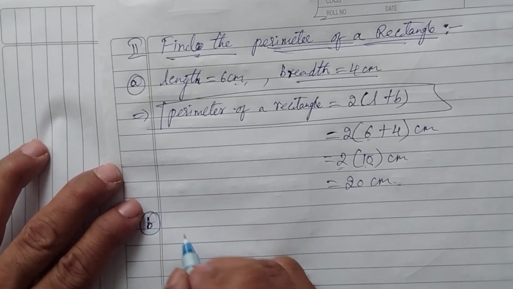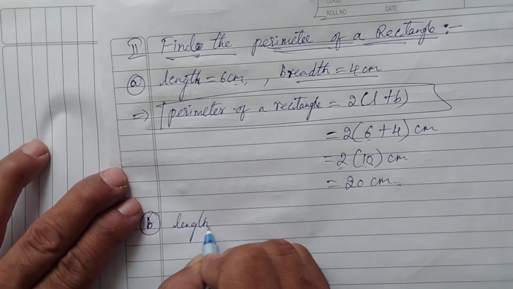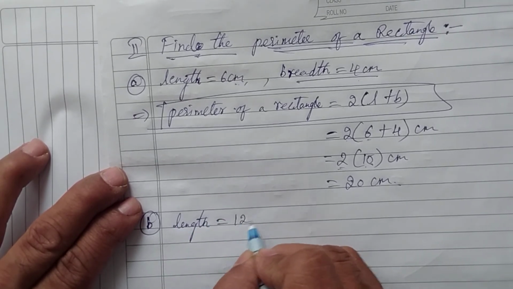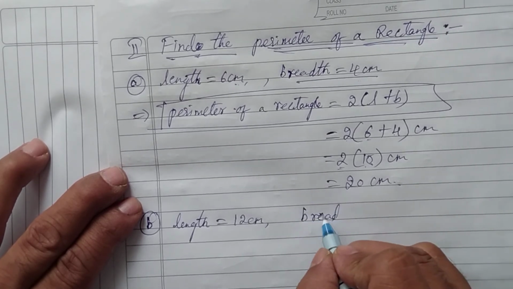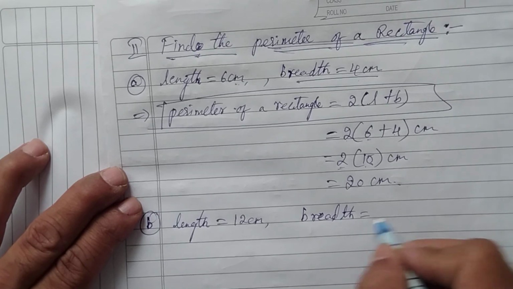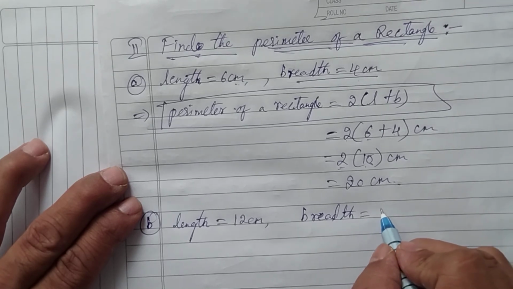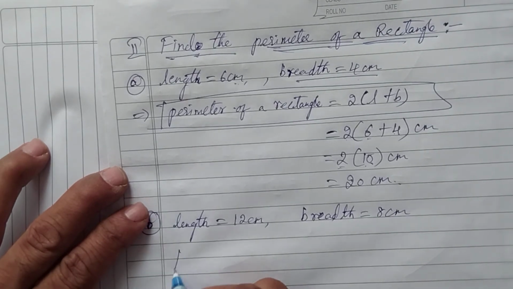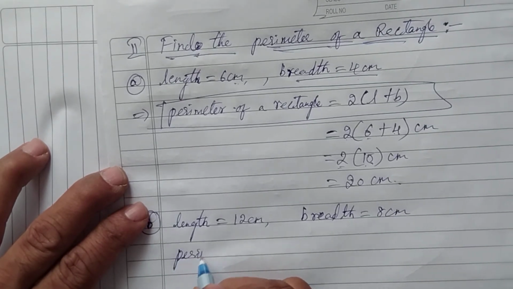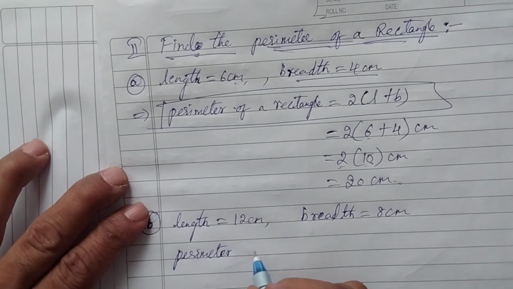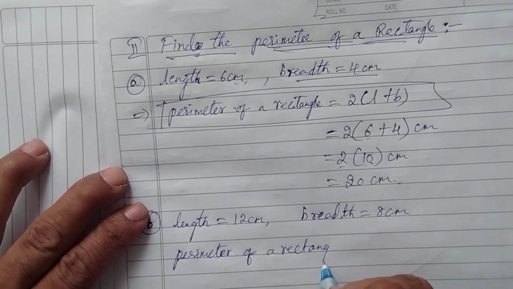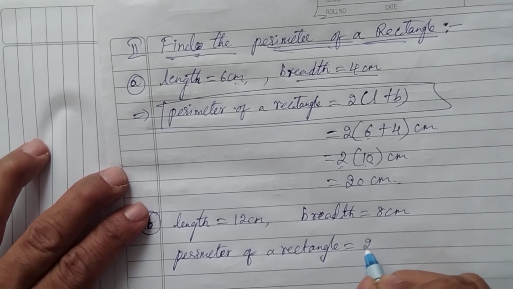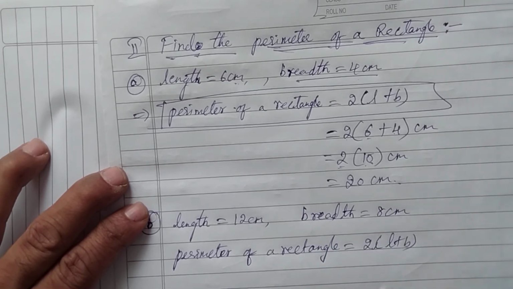Second question. Length is equal to 12 cm and breadth is equal to 8 cm. Now the formula. In each sum we have to write and mention the formula. Perimeter of a rectangle is equal to 2 into (L plus B).